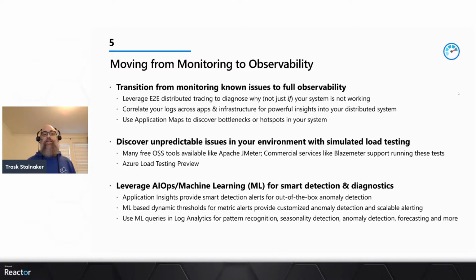And then don't forget about the dynamic threshold alerting that Rory showed before. That's a really powerful capability that can make life easier.